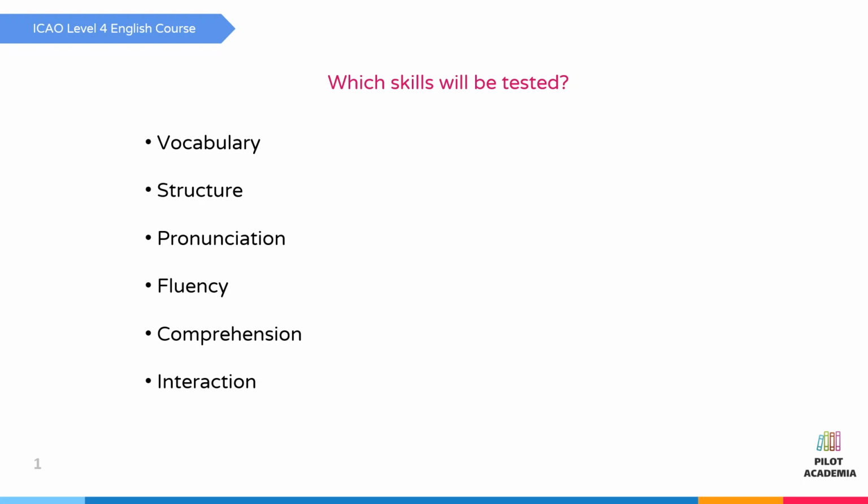Let's have a look at which skills will be tested. ICAO English Tests looks at 6 aspects of English. These are, firstly, vocabulary, structure, secondly, and pronunciation, fluency, comprehension, and interaction. Okay? The assessors use the ICAO rating scale to mark your performance. You may find the details in the scoring chapter.